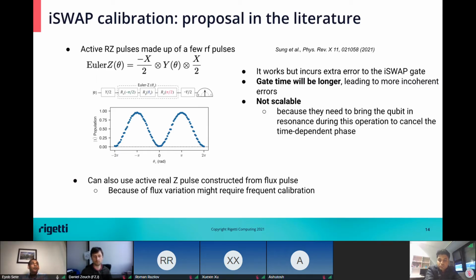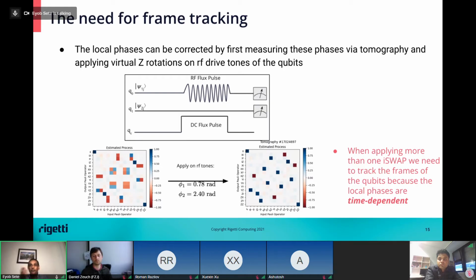All right, so the need for frame tracking. That's what I alluded to. We have to track the frames of the qubit because of the time-dependent phases. So how do we measure them? We run a tomography measurement. Just a single tomographic measurement is enough.